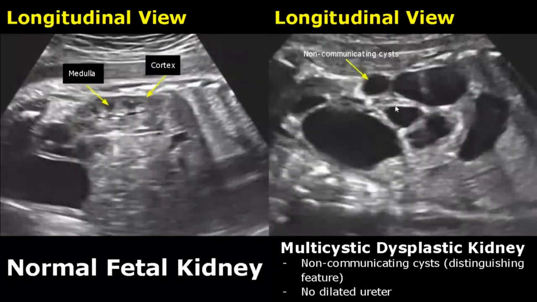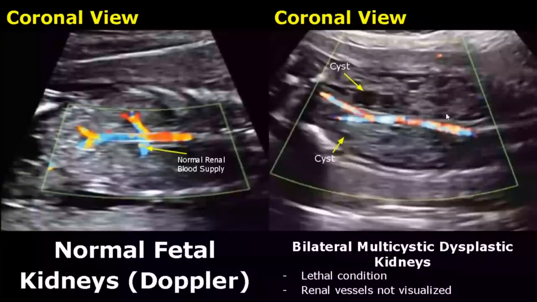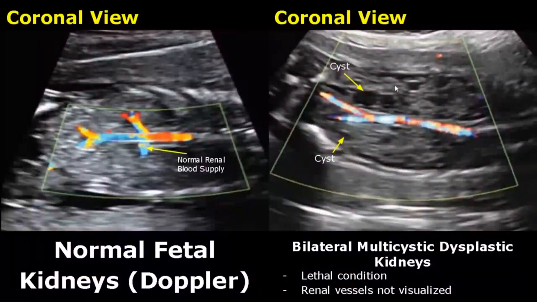In this image we have a longitudinal view showing a multicystic dysplastic kidney. We can see the non-communicating cysts. They are not connected to each other. Each cyst has its own wall. In bilateral multicystic dysplastic kidney, both the kidneys are non-functioning. Here we cannot see any renal vessels on color Doppler. It is a lethal condition.